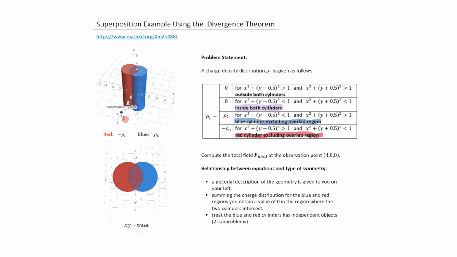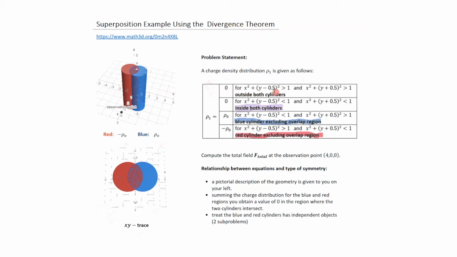And the observation point is located on the x-axis at this point. So what we want to do is compute the field at this location due to these two objects. But typically I wouldn't draw this picture. I would essentially give it to you in the form of a table, such as shown here. So you'd be given a charge density distribution, rho of r, given as follows.